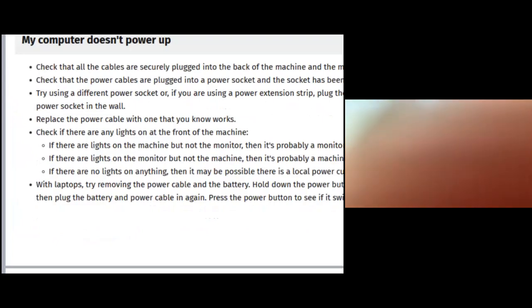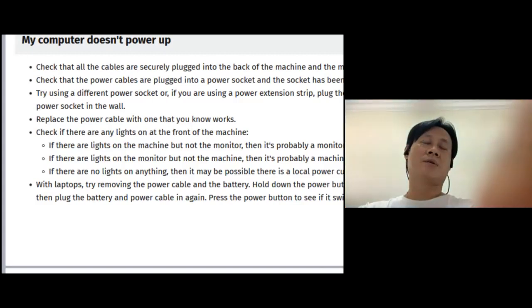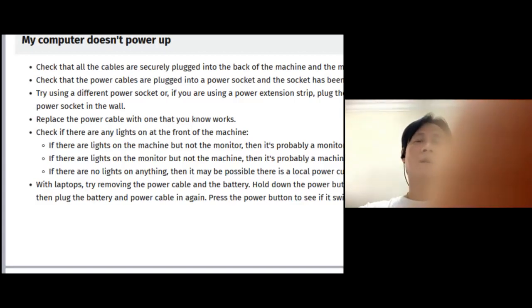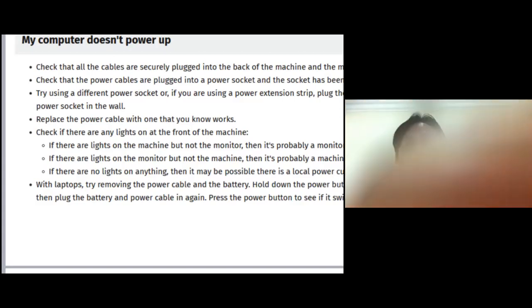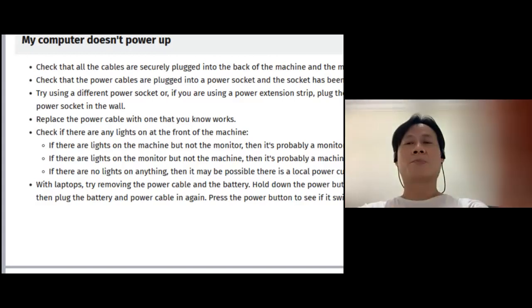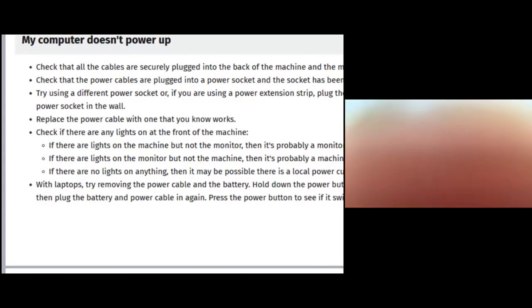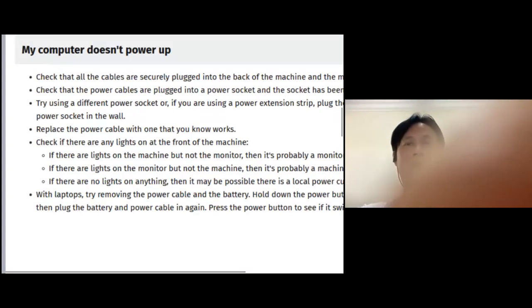Okay, the fourth step is to replace the cable with one that is working. Maybe the power cable is too old or not certified, so it does not work properly with the computer. So this is what you have to do: use another power cable to check as well, and replace it if none of the above can help. So these are some of the ways that can help you solve why your computer cannot power up.